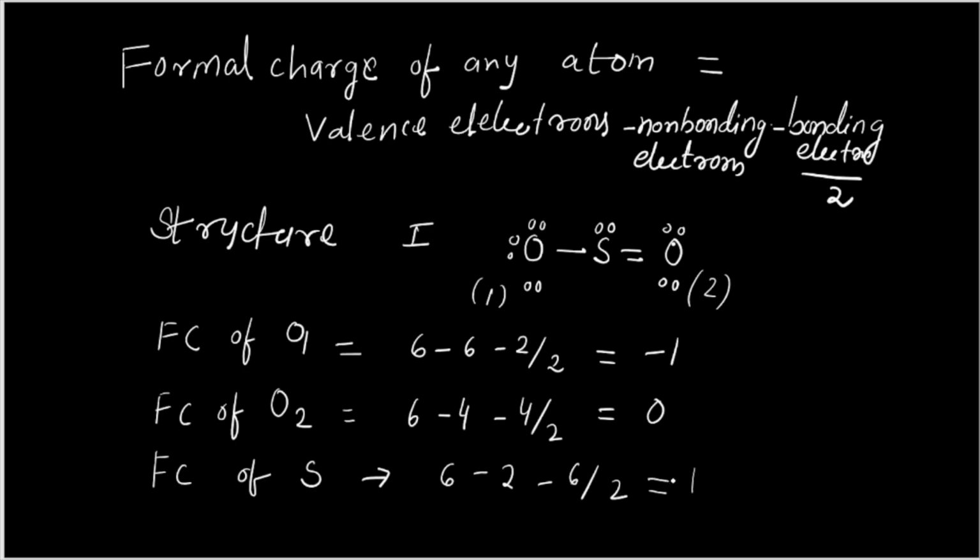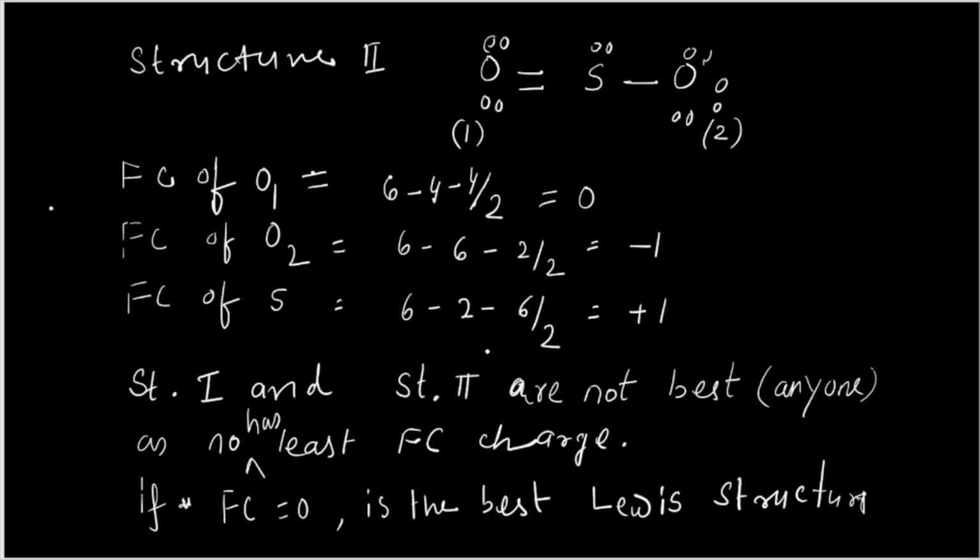Now you can observe whether it has the least formal charge, or whether another structure shows the least formal charge. Check it. Then come to structure 2. Here first we will see -1, plus 1, 0, and here you will see the same process. That is valence electrons minus non-bonding electrons minus bonding electrons divided by 2.